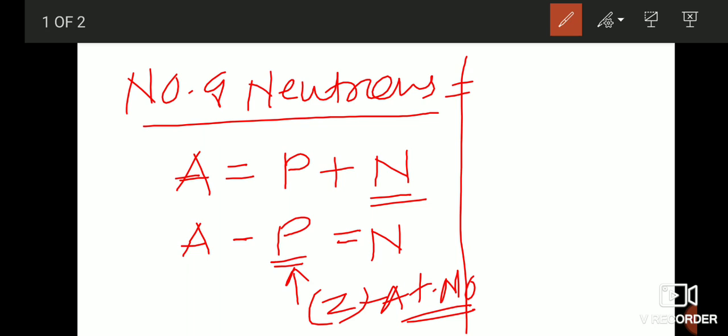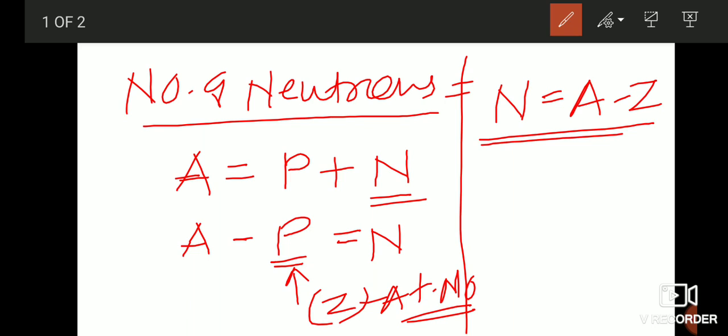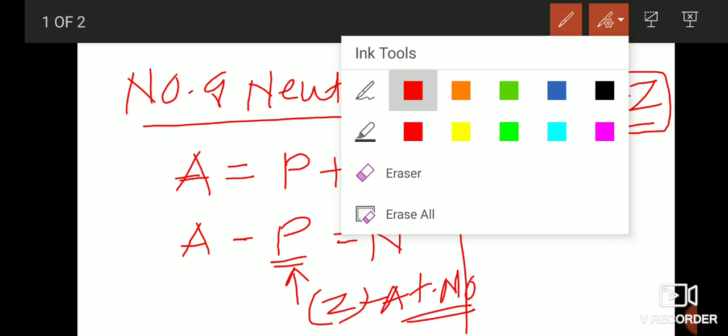So how to find the number of neutrons now? N is equal to A minus Z. So this is the formula. By this formula you can find out the number of neutrons present in any atom. Understand? This is very important theory, students. Concentrate here. We are going to take one example also, so that you will understand this particular part. So let us see one example.